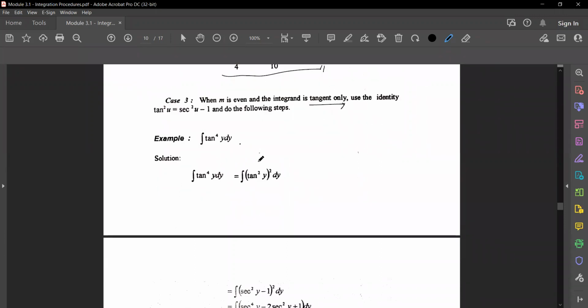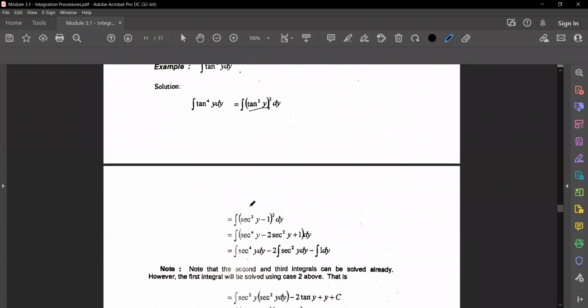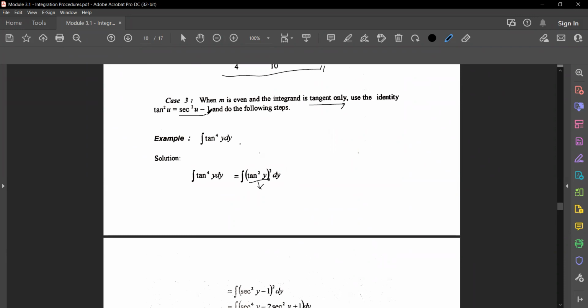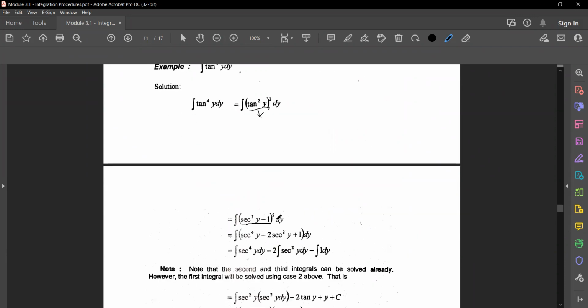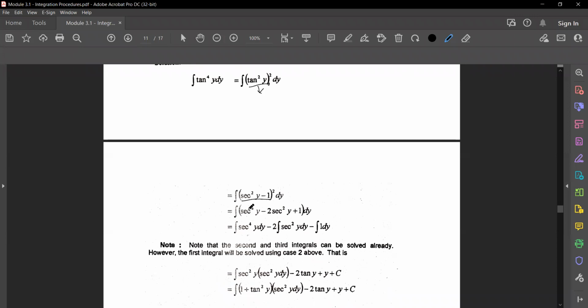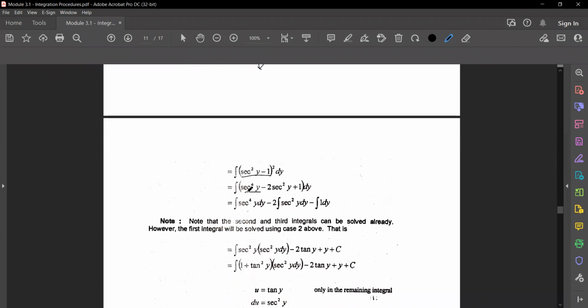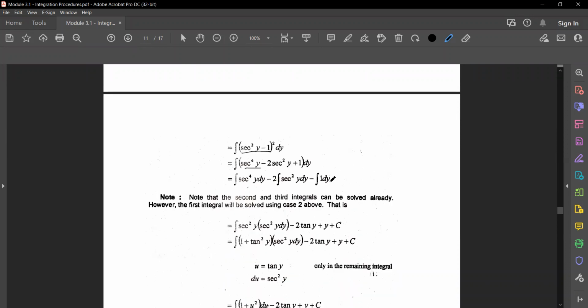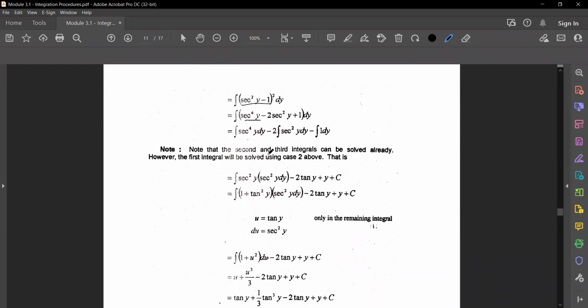Okay, so simple lang to. Ito rin yung ginawa natin. Expand natin siya. Then convert into trigonometric identity. Then expand again. So this is secant 4y minus 2 secant squared y plus 1 dy. Then proceed with the integration. Integral of secant 4y minus integral of 2 secant squared y plus integral of 1 dy. So note that the second and third integrals can be solved already.